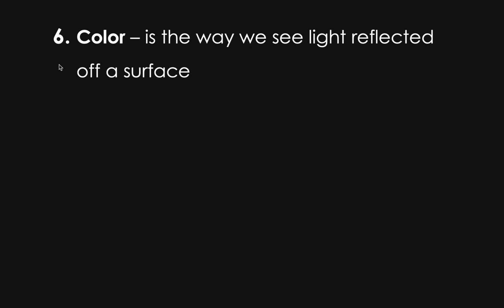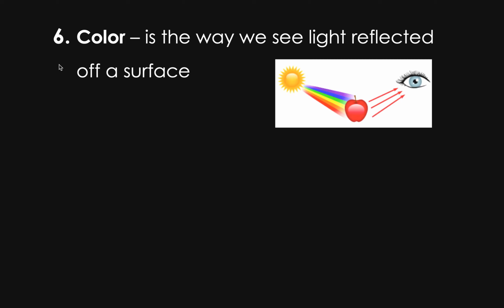Our sixth element of art is color. And color is a very unique element. It's the way we see light reflected off of a surface. Now there's different definitions for color, but this is the primary one. What this means, look at this image up here on the screen. So you have a red apple. And this is something in nature, natural. Okay, so an apple is natural.